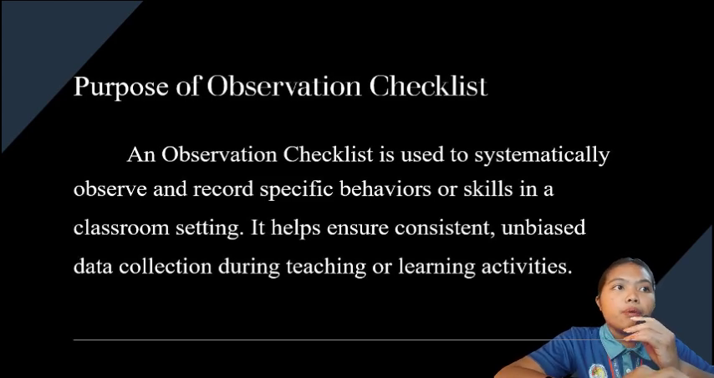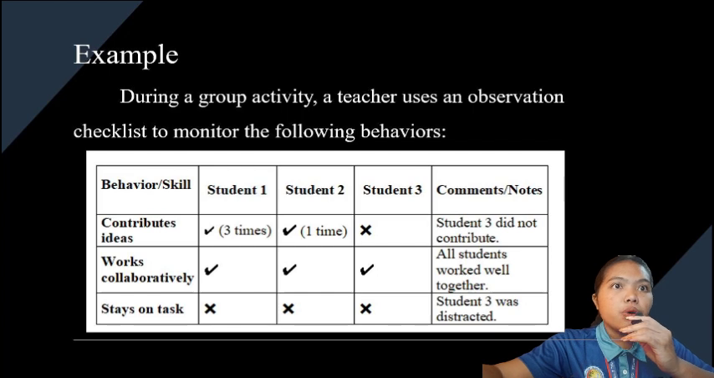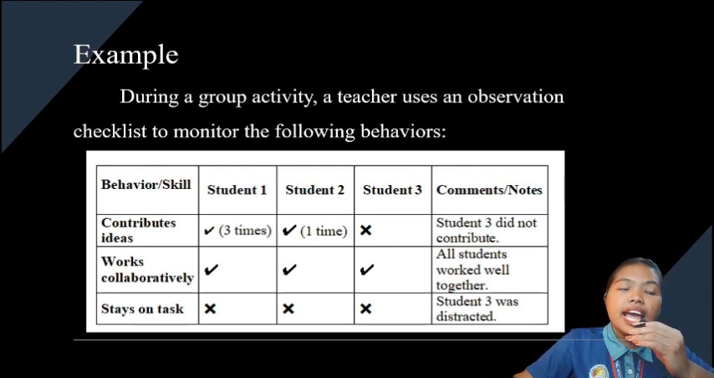For example, a teacher uses the checklist to track how many students are participating in a group activity, noting if each student answers questions or contributes ideas, like in the figure that is being shown. During an activity, a teacher uses an observation checklist to monitor the following behaviors, which are the criteria: the behavior or skill, who contributes ideas, who works collaboratively, and who stays on task.